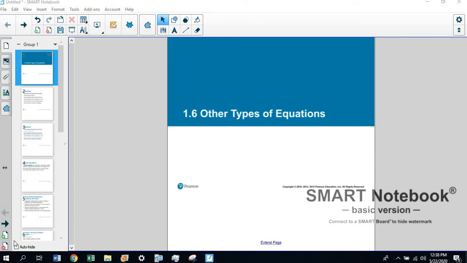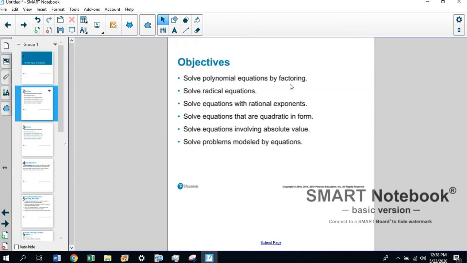Hey everybody, welcome back. This is the second part of section 1.6 where we're dealing with some other types of equations. We had a first part in which we dealt with polynomial equations that you could factor, and we also dealt with quadratic form. So we dealt with those two. This time we're going to be dealing with radical equations and also solving equations that involve an absolute value. Those are just linear equations with absolute values, but still they have a special type of process.